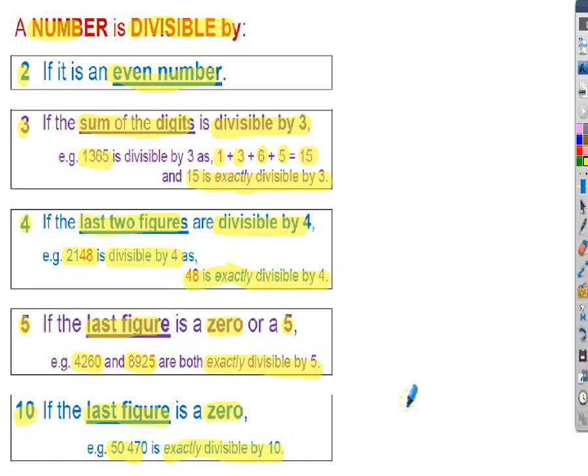This has just been included for reference, but it might be useful later on when we're undertaking addition and subtraction of fractions and we're trying to find what's called a common denominator.